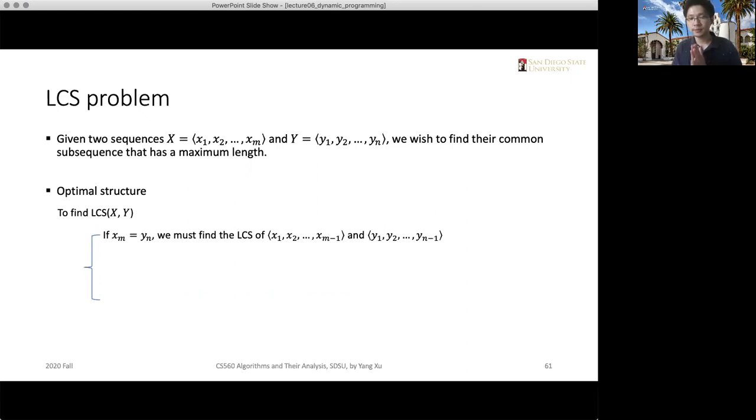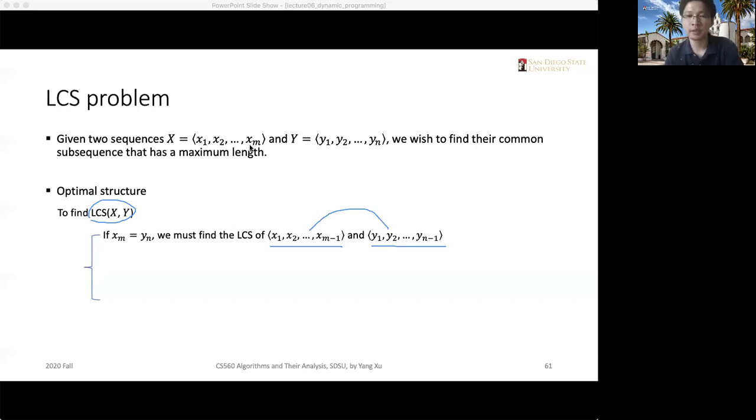Then the problem reduces to finding the longest common subsequence between the subsequence x1 to xm minus 1 and y1 to yn minus 1, right? Because we know that xm and yn are for sure to be included in the longest common subsequence between x and y, and all we need to do is to find the LCS among the remainder parts to the left, right?